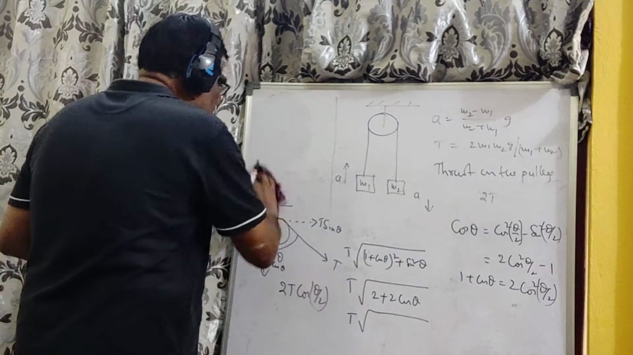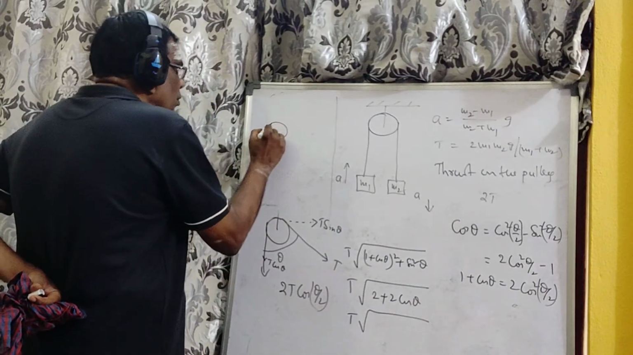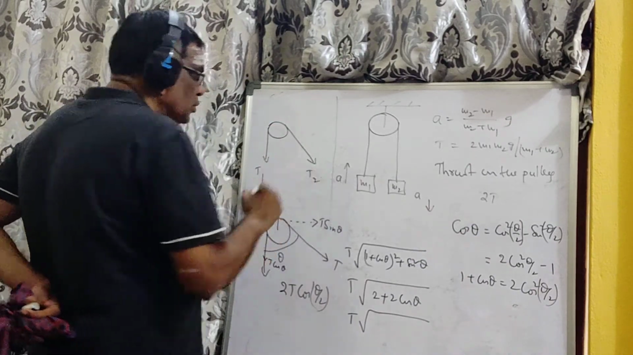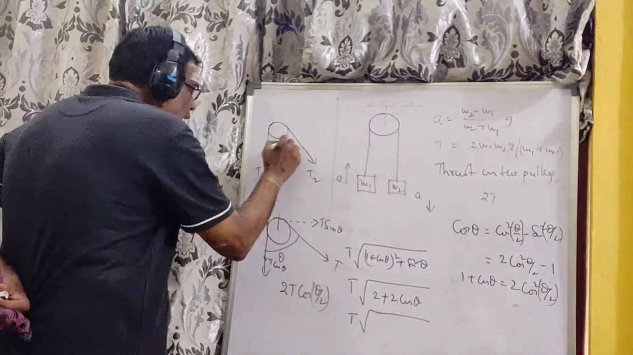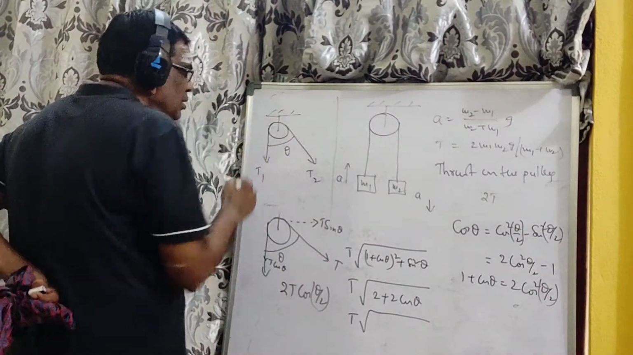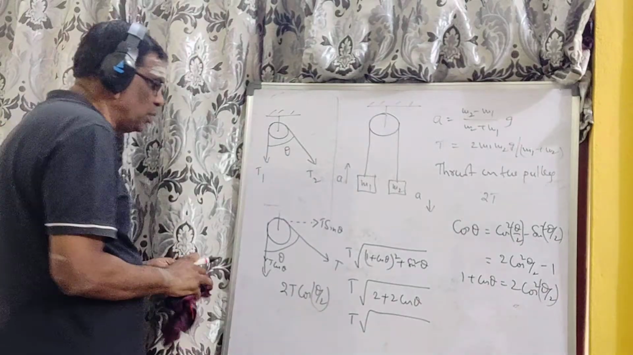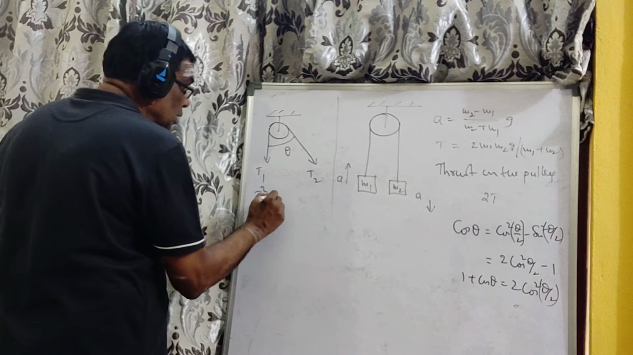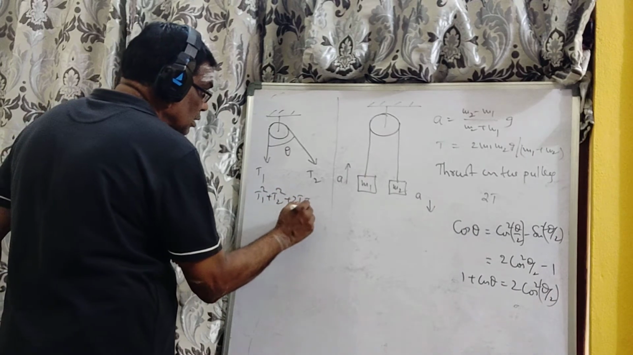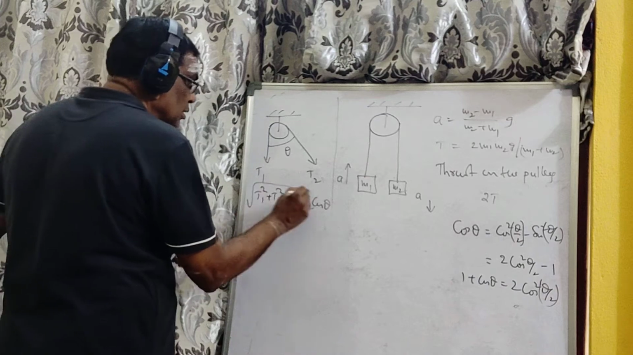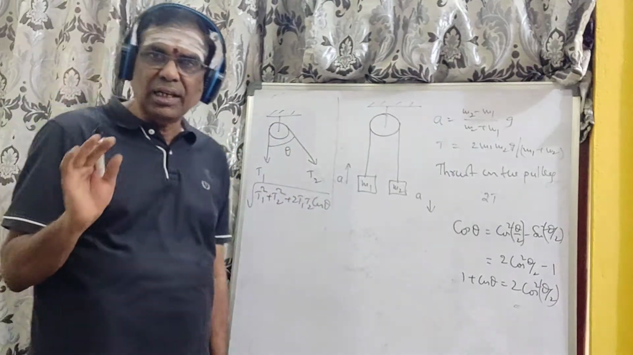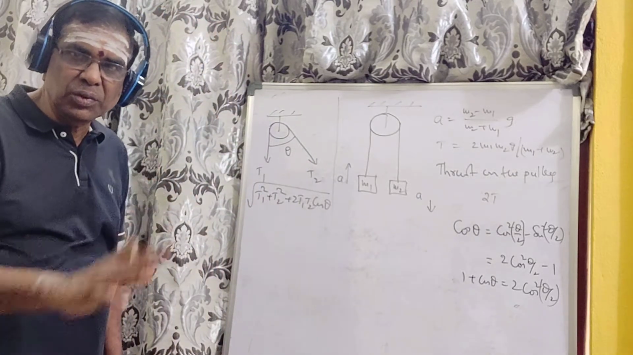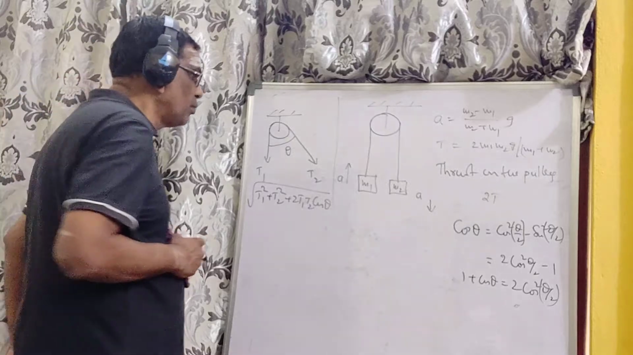The other side of the coin could be, this is T1, this is T2. Angle is theta. Simply mod of T1 bar plus T2 bar. What do you do for that? T1 square plus T2 square. That's it. Whenever they ask you thrust on the pulley, this is how you have to do it. Is that okay? Right.